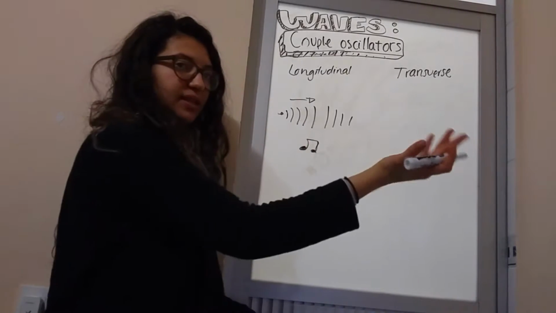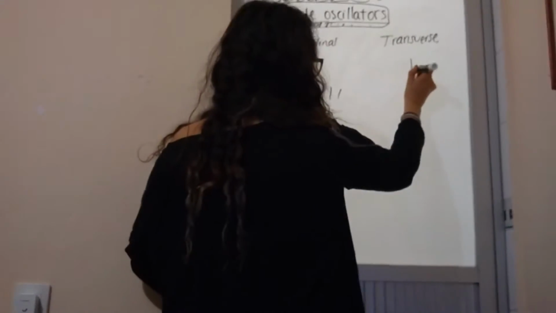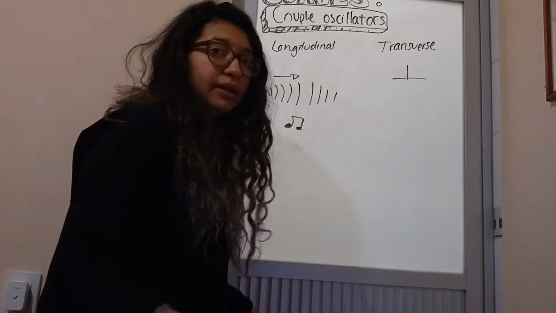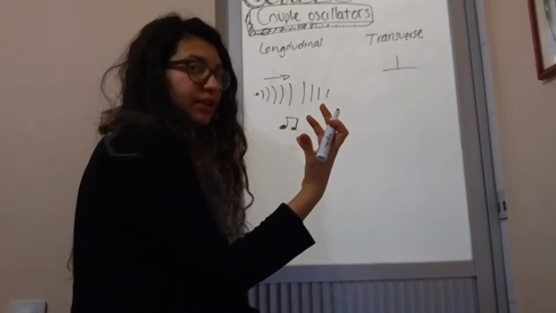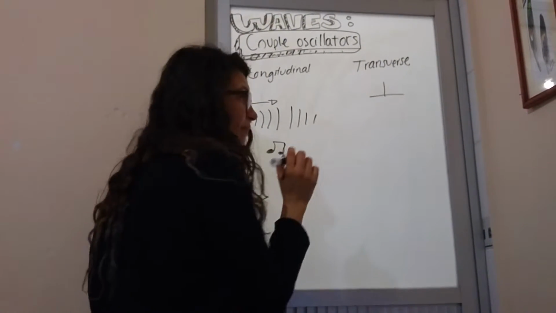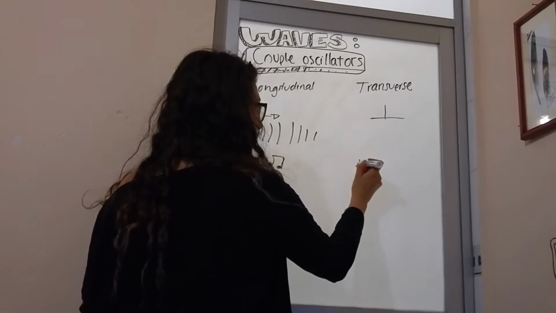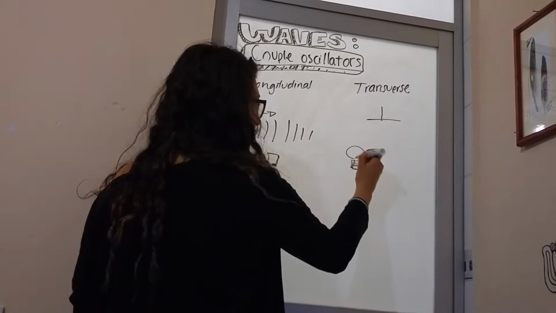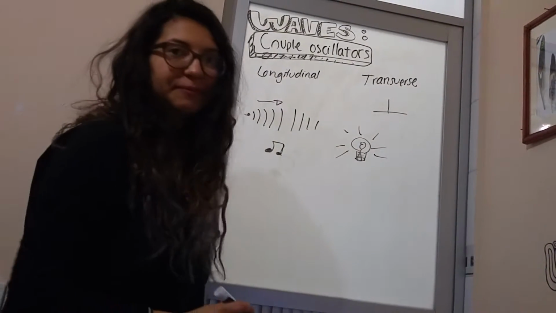It moves towards the direction of the oscillator, while the transverse wave moves in a perpendicular way to the movement, so to the oscillator movement. So we have, for example, electromagnetic waves and light. So we will have that light is a type of transverse wave.